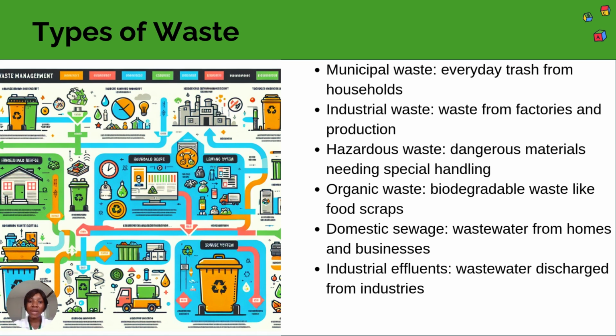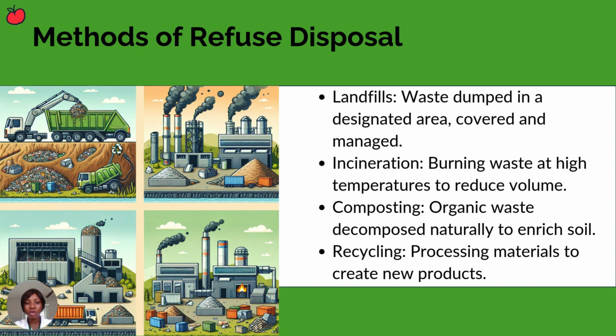We have different types of waste. We have the municipal waste, which is the everyday trash from households. It has to do with waste from everyday use. Industrial waste, waste from factories and production. Then we have the hazardous waste, which is dangerous materials needing special handling. We have organic waste, those are the biodegradable waste like food scraps. When you hear biodegradable, it means waste that can easily decay. And domestic sewage, wastewater from homes and businesses. We have industrial effluents, which is the wastewater discharged from industries.